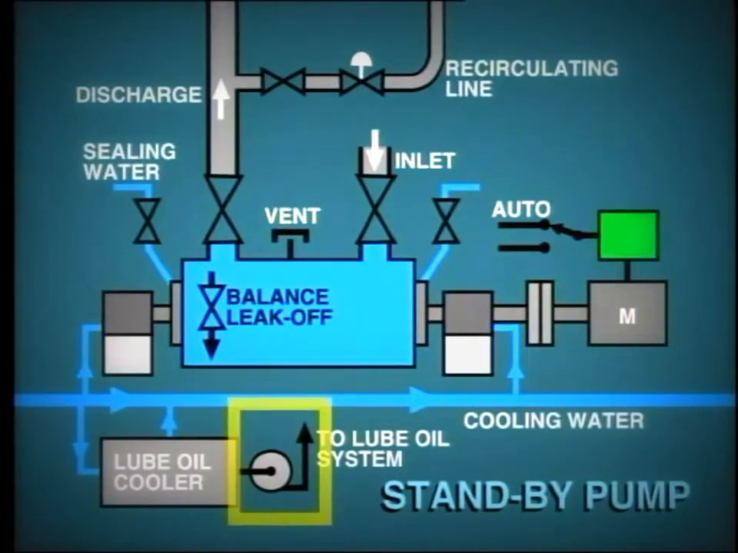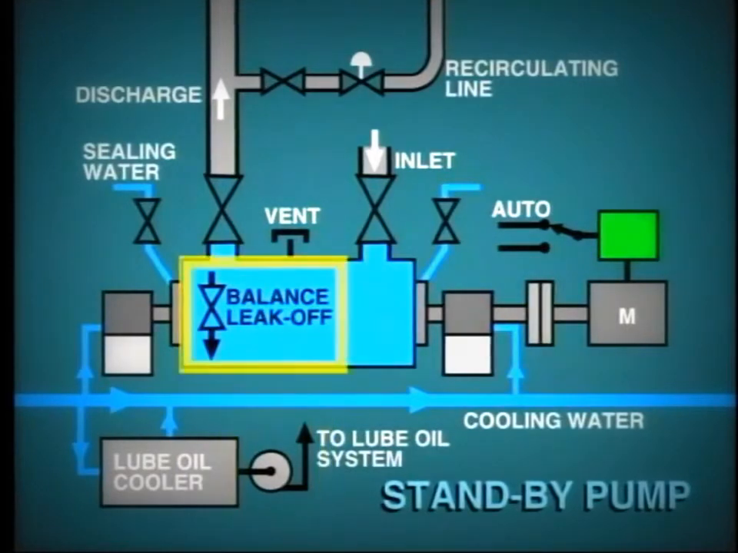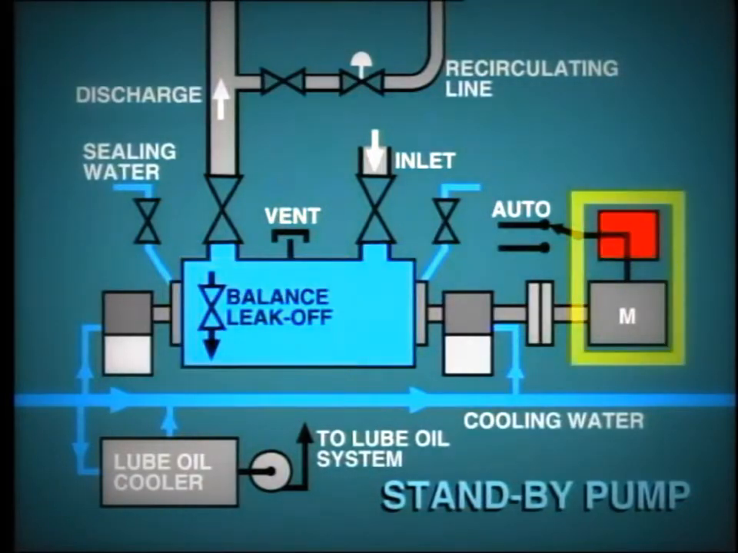The forced lubrication system must be available for service with the correct amount of lube oil in the tank. The balance piston leak-off line must be open if installed. The purpose of this line is to help balance the axial thrust of the pump impeller. And the driving motor must be ready for operation with the breaker racked in and power available. Your particular pumps may have other requirements. Make sure that you're familiar with all of these procedures.